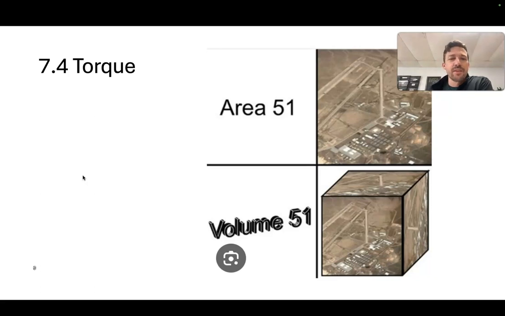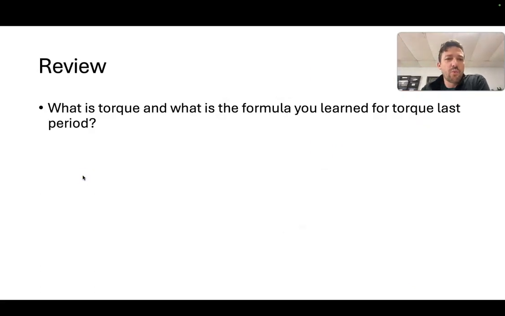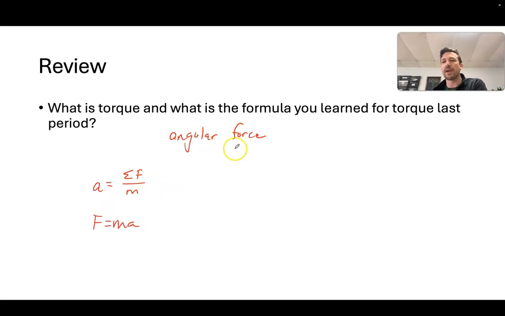Let's get started. Okay, so what is torque and what is the formula that you learned for torque last period? Last time I saw you guys we spoke about torque, and remember we said torque is basically angular force. And if you remember, we went through the formula. The formula for force on the AP exam is the sum of the forces over mass, and it's equal to acceleration. But if you remember how we write that back in the school days, it's F equals ma, right?